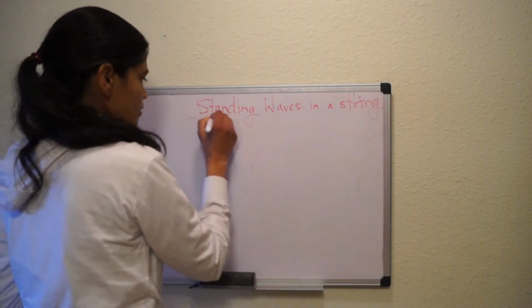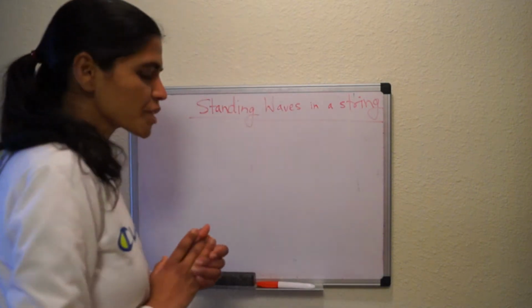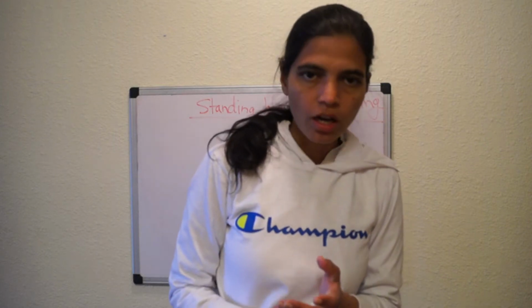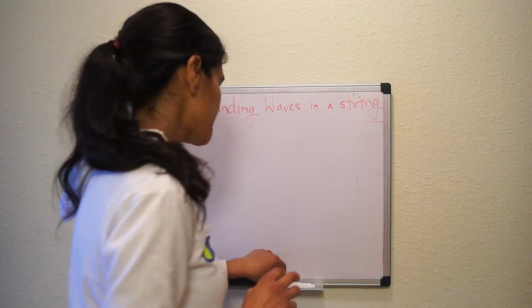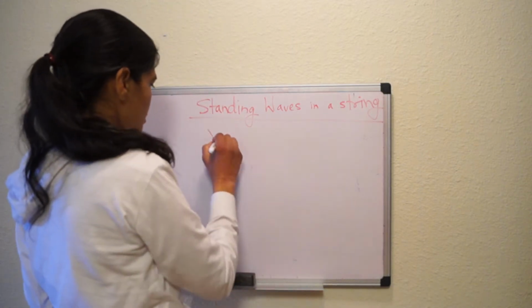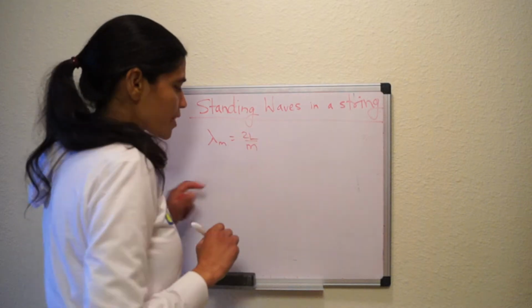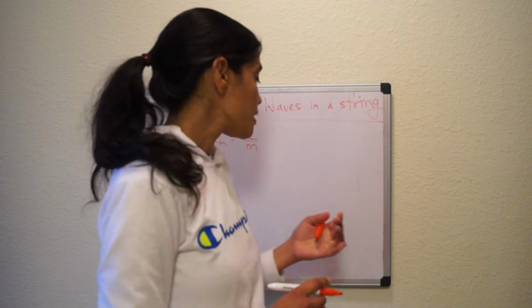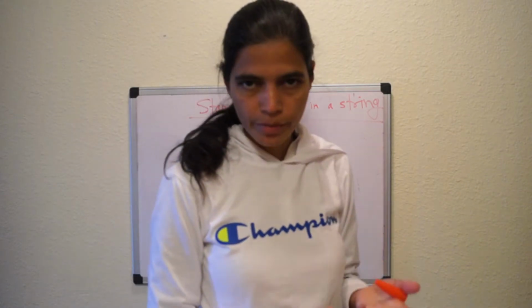So, continuing with standing waves in a string. We said there are only those waves which have a wavelength that is a multiple of what? Lambda m equals 2L by m. Only waves with these wavelengths are allowed, and that corresponds to the production of standing waves, okay?